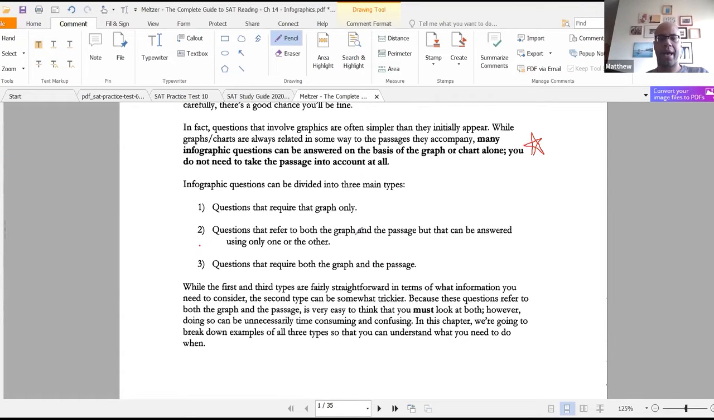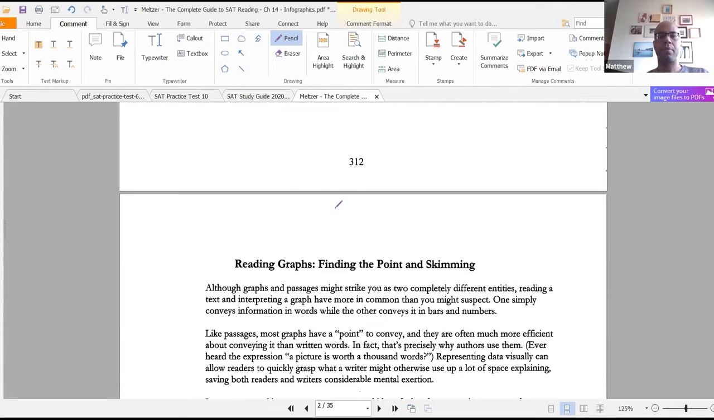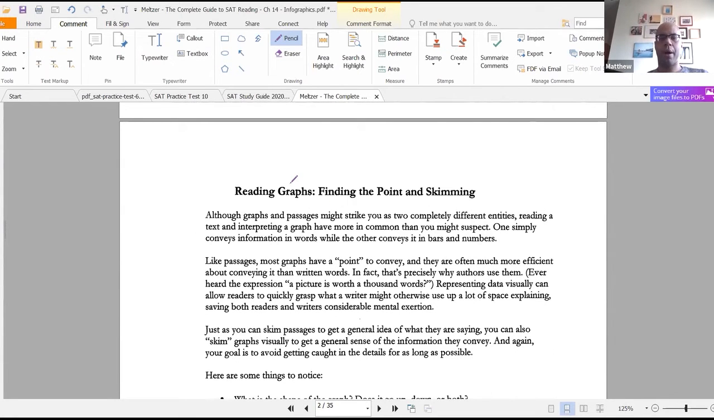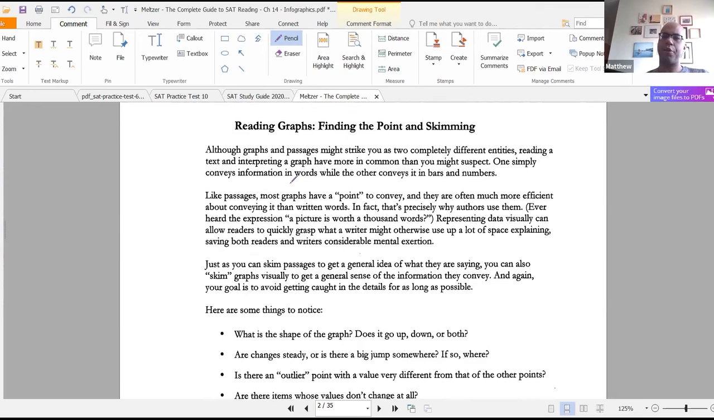But make sure that, with the questions that are for the graph only, make sure you're not really going back and referencing the passage, because that's just going to be a waste of time, honestly. All right, so a couple of key things to keep in mind as you're looking at the graphs on the SAT.